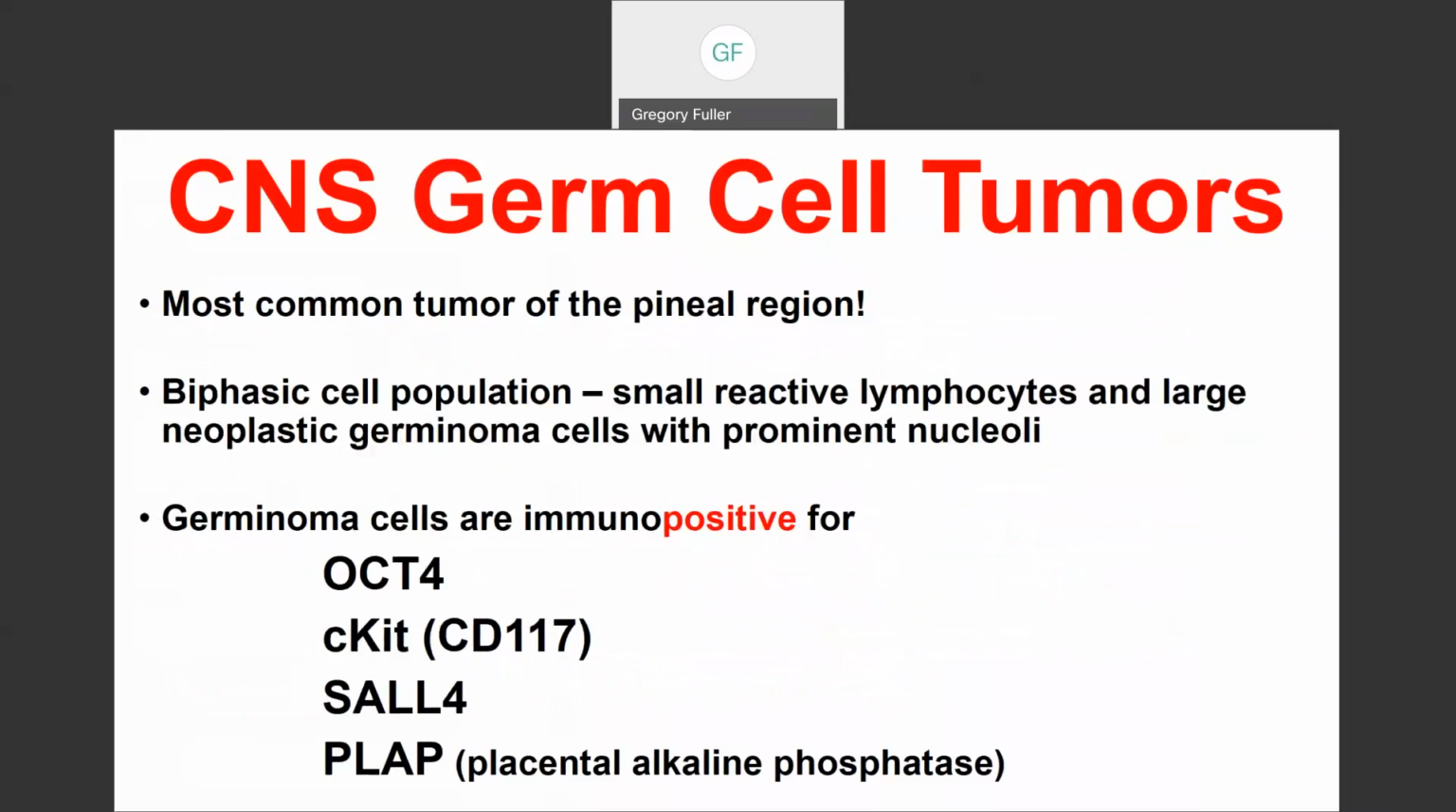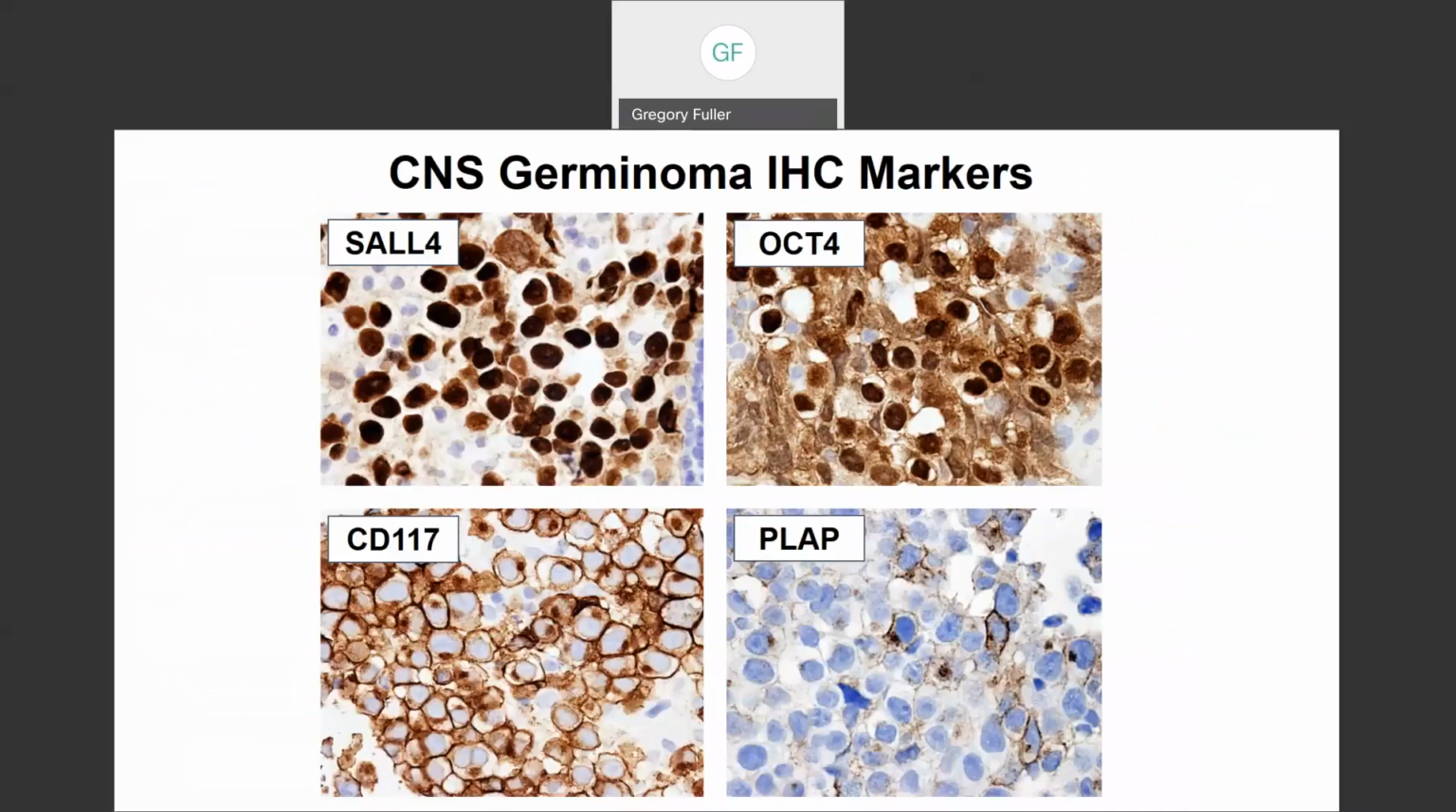Biphasic cell population, positive for all 3 of these markers. Let's look at them. There's SALL4, and it essentially stains all of the germ cell tumors. It's going to be weakest, sometimes negative in choriocarcinoma, but stains all the others well. There's OCT4 or OCT3/4, and CKIT or CD117.